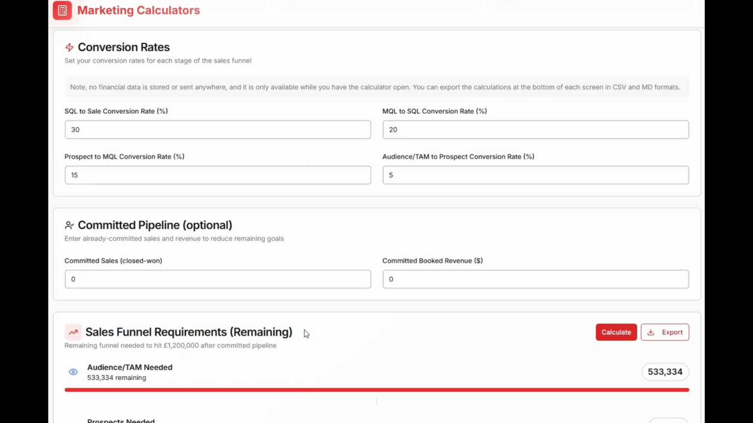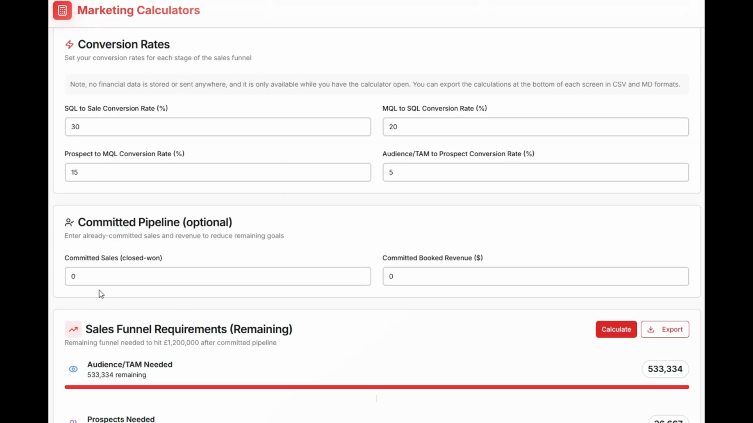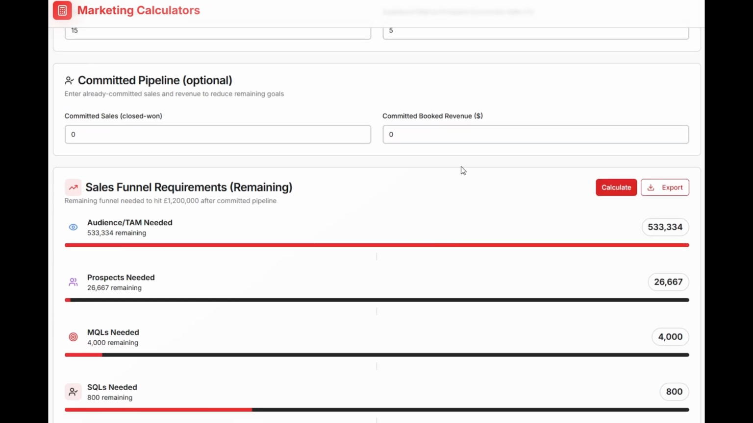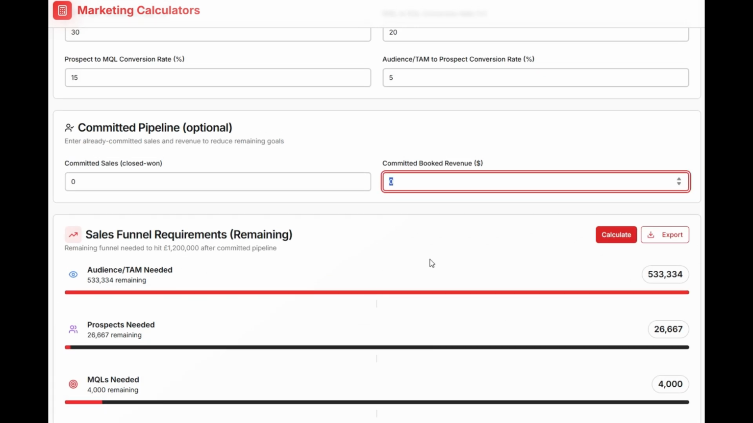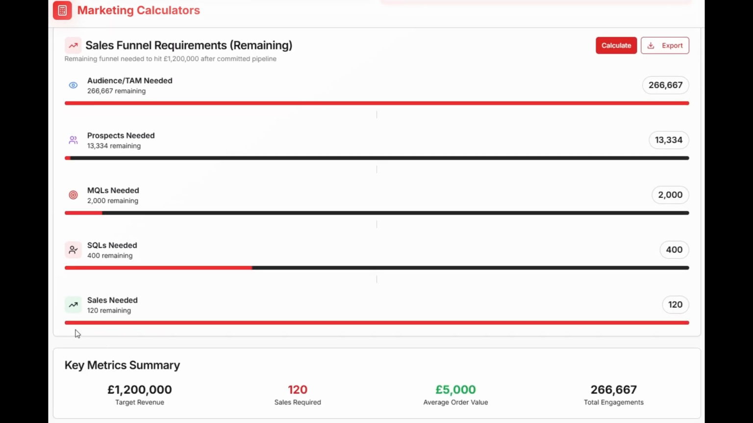Now, if you want to get a little bit more accurate and you know that you've already got some sales committed for a period, you can enter them here. So whether that's number of sales or a committed amount of revenue, which will then affect how much you need to achieve. So again, to say we've got 600,000. So we actually need half the amount of sales to achieve our target.